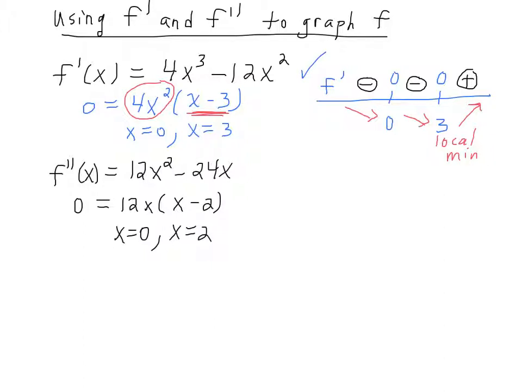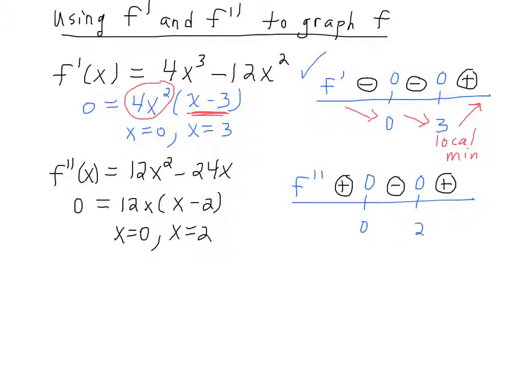So just like before, let's make a sign diagram, but this time for the second derivative. So we put 0 and 2 on there. We know the second derivative is 0 at those 2 points. Just like before, hit pause, go ahead and try to find your signs, and then hit play. Okay, so that's what you get for your signs, hopefully.